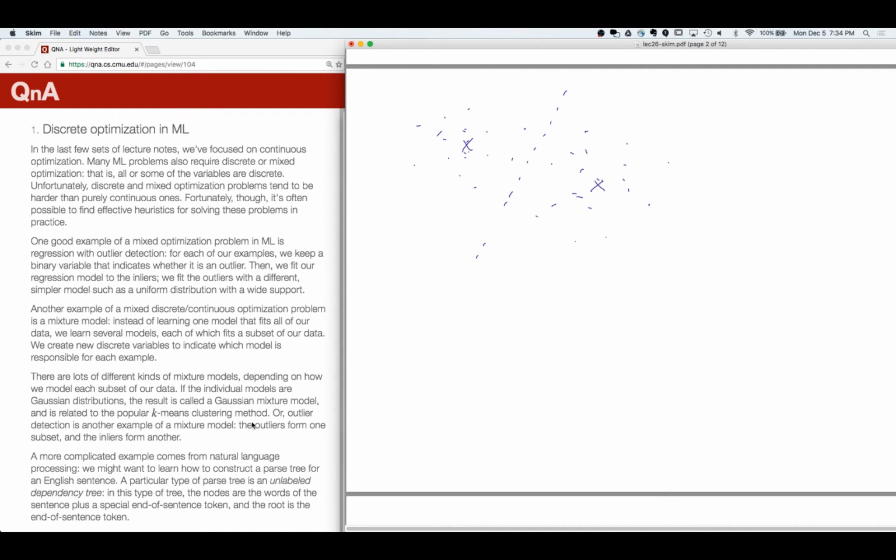All right. I should mention as well that this outlier detection model that we talked about up here is also a mixture model. You can think of it as a mixture between a regression model, where you fit all of your inliers with a regression model.